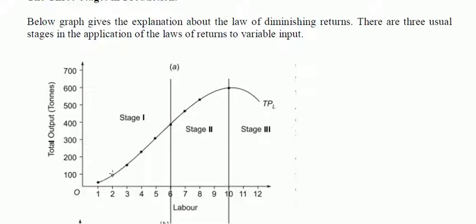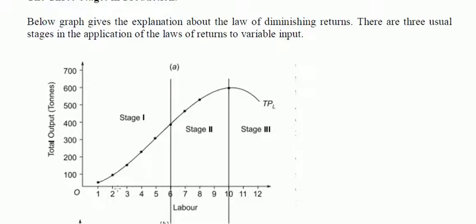Only he is not producing 80, both are producing 100. But because of the second labor, both the workers are now producing 100. So the second worker has contributed 80 units in production. And the first worker, only one worker, was contributing 20 units. So 80 is the marginal increase in this.